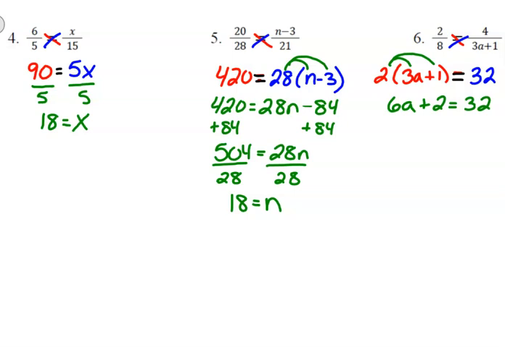And now we continue solving using our opposite operation. So we're going to subtract 2, and then divide by 6. And so a equals 5. If you need more time with these, go ahead and hit pause.